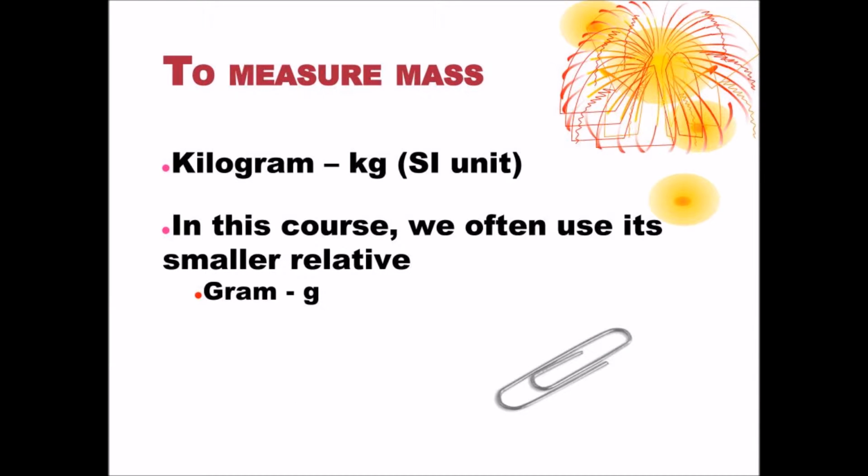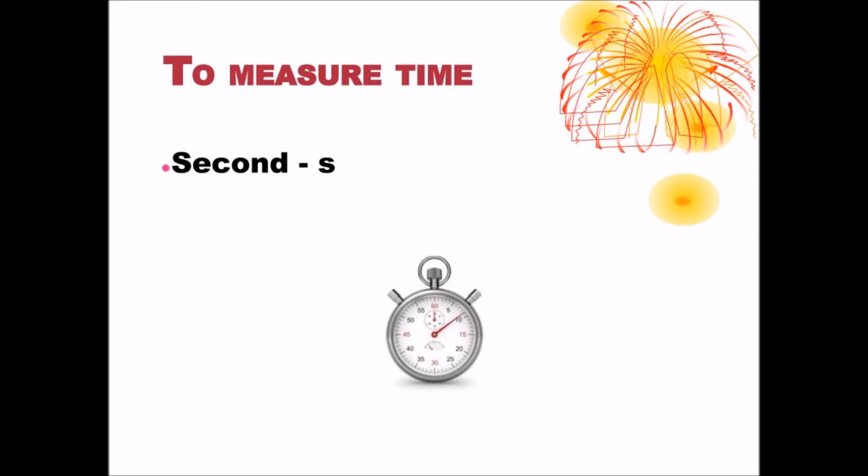The official SI unit to measure mass is the kilogram. The abbreviation for kilogram is kg. In this course, we usually don't weigh things as heavy as a kilogram. We often use the kilogram's smaller relative, the gram. You can see the paper clip in the bottom right corner that weighs about a gram. The SI unit to measure time is the second. That's a lowercase s, not SEC. Of course, we also use the minute and the hour.